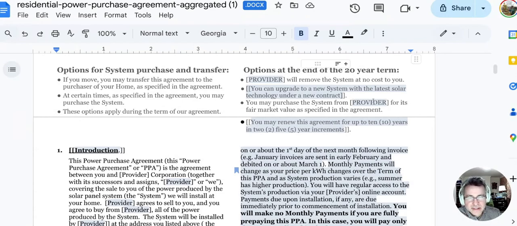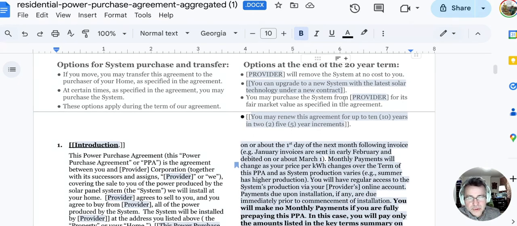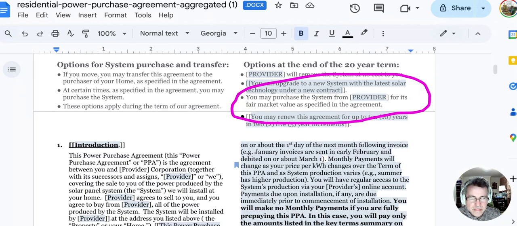So at the end of 20 years, they're going to either take the system out, you can upgrade it to the new system, and again, they're going to extend that for another 5, 10, 20 years, or you can purchase them at the fair market value, which is specified in the agreement. But keep in mind that if this is a 20-year agreement, you're going to be buying a 20-year-old system, and there's probably going to be a lot better system out there at the time. So it's something to consider.